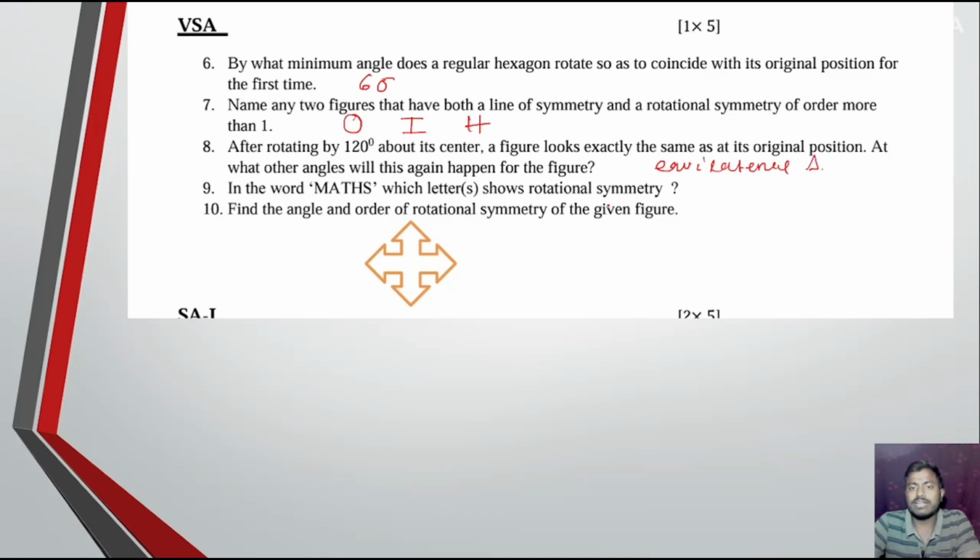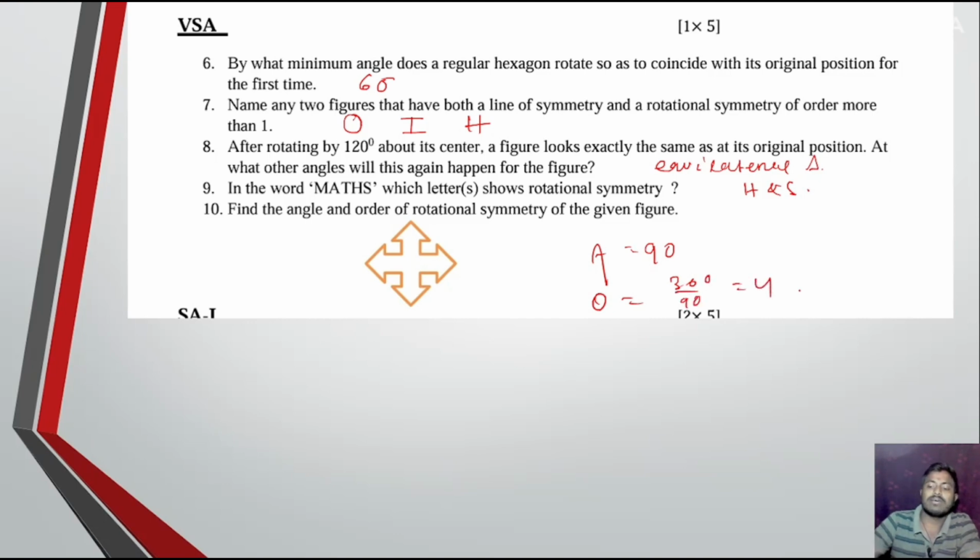Now next question. Which has rotational symmetry? H and S. Find the angle and the order of the rotational symmetry. So the angle is 90 and the order is 360 by 90, that is 4.